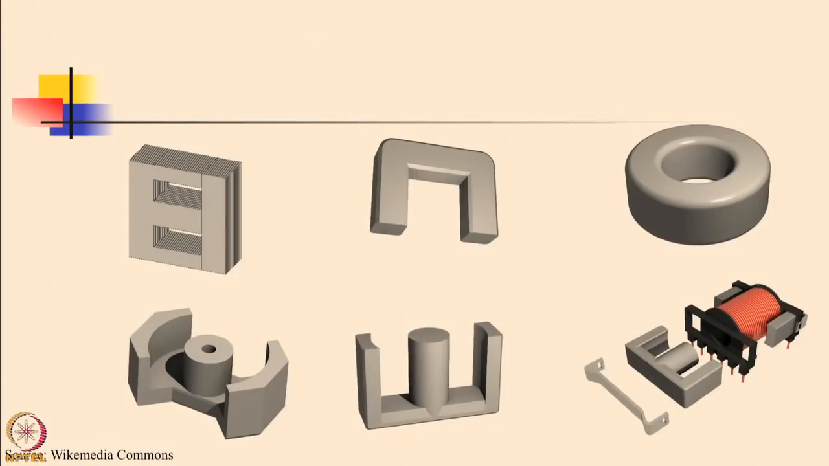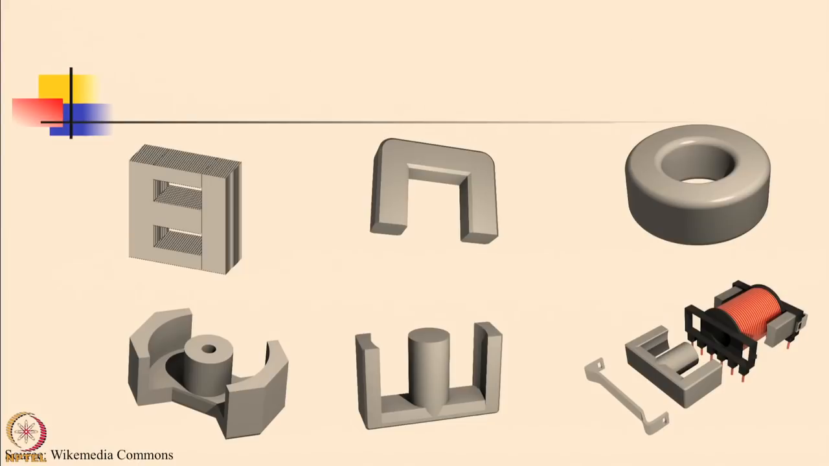There are various types of cores, there are various types of geometries which you can see. On the left side top is a laminated low frequency core that is used for low frequency applications. Typically this is made of silicon steel, which is also called transformer steel, for our regular low frequency transformers and inductors.